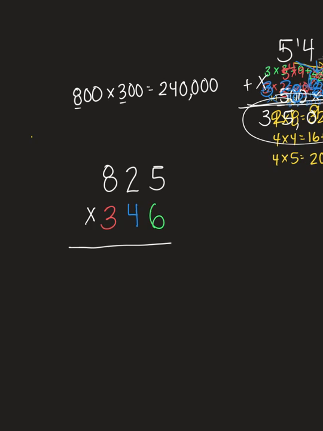So to solve this problem, again, we're going to ignore all of the other digits except for the 6. So I'm basically multiplying 825 times 6.